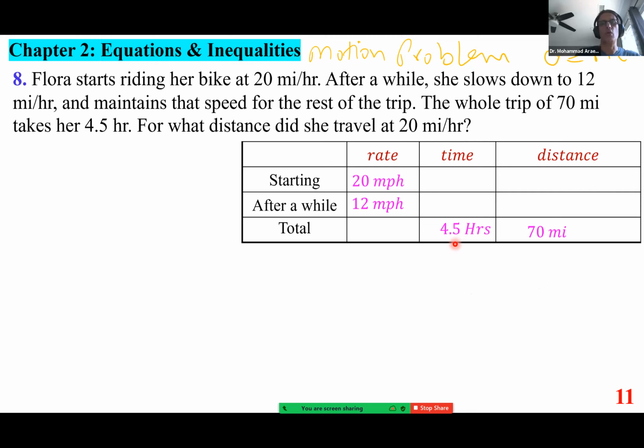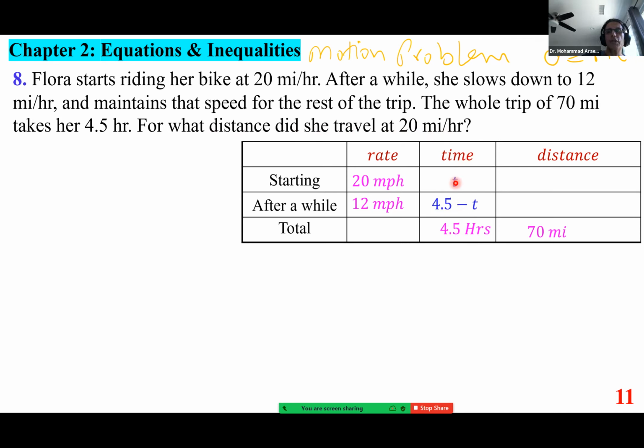All right. So we want to find for what distance did she travel at 20 miles per hour. So let's say this one is X, Y, Z, T, any variable of your choice. So if you choose it to be T, then this must be 4.5 minus T.